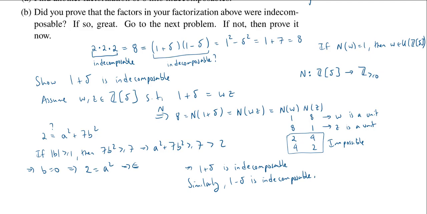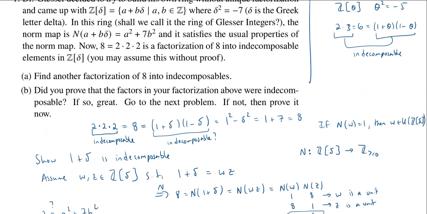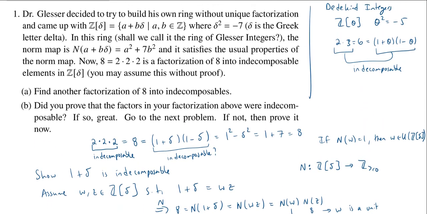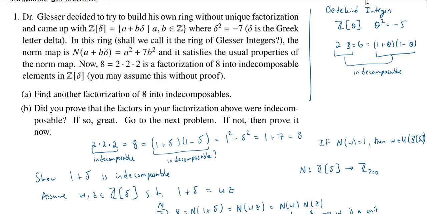That's how we can prove that something is indecomposable. Even in a new ring that we haven't seen before, you'll see it's really the same type of argument that we used for the Dedekind integers or even for the Gaussian integers.